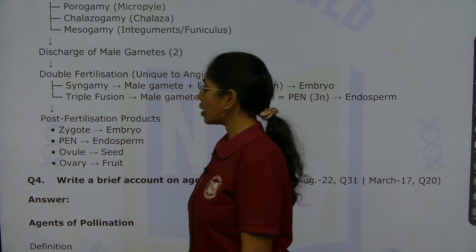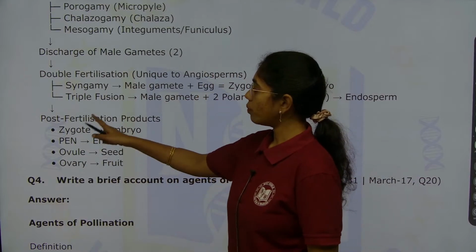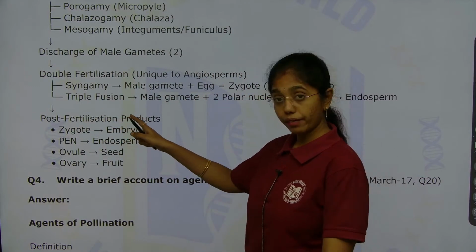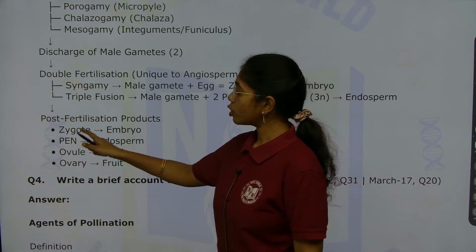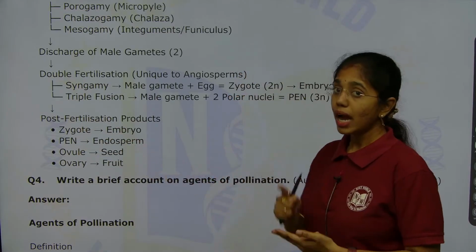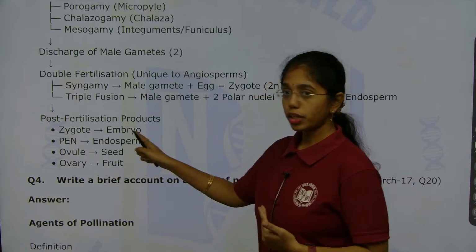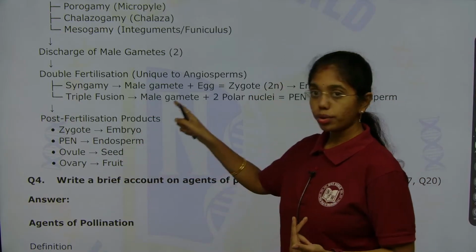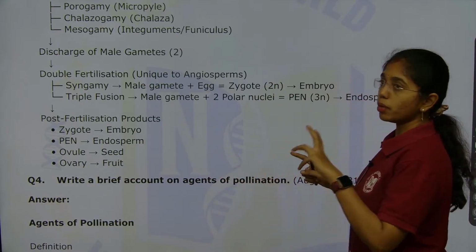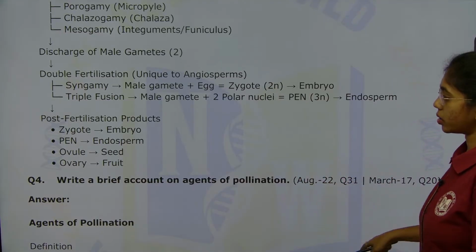At the end of fertilization, you can see the zygote will be developed to embryo. The primary endosperm nucleus will mature to endosperm. Ovule turns to seed. Ovary will turn to fruit. Okay, these are the post fertilization products.